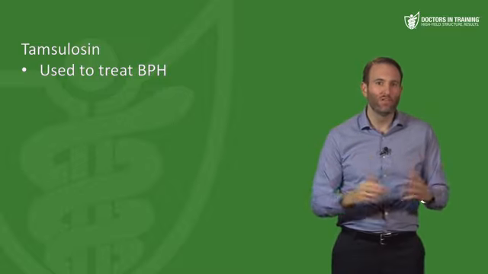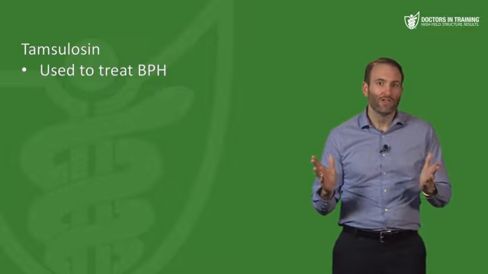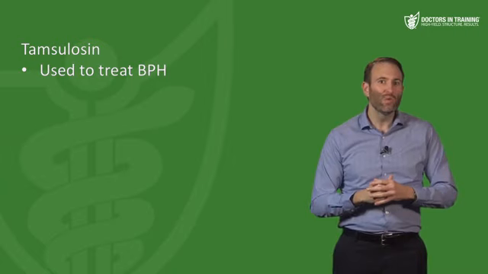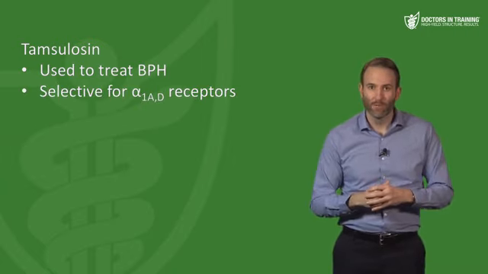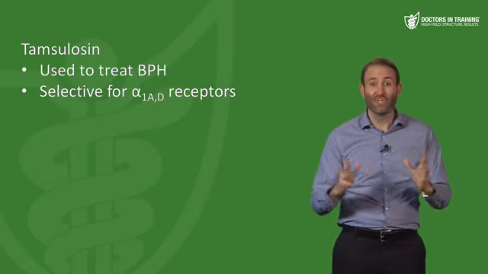Now there's one other alpha 1 selective drug that I want to touch on, and it's tamsulosin. Tamsulosin is an alpha 1 antagonist used to treat BPH by inhibiting smooth muscle contraction, so nothing different there. So just like your zosin drugs, but this one is selective for something more specific. It's called the alpha 1A receptor, and these are found primarily just in the prostate.